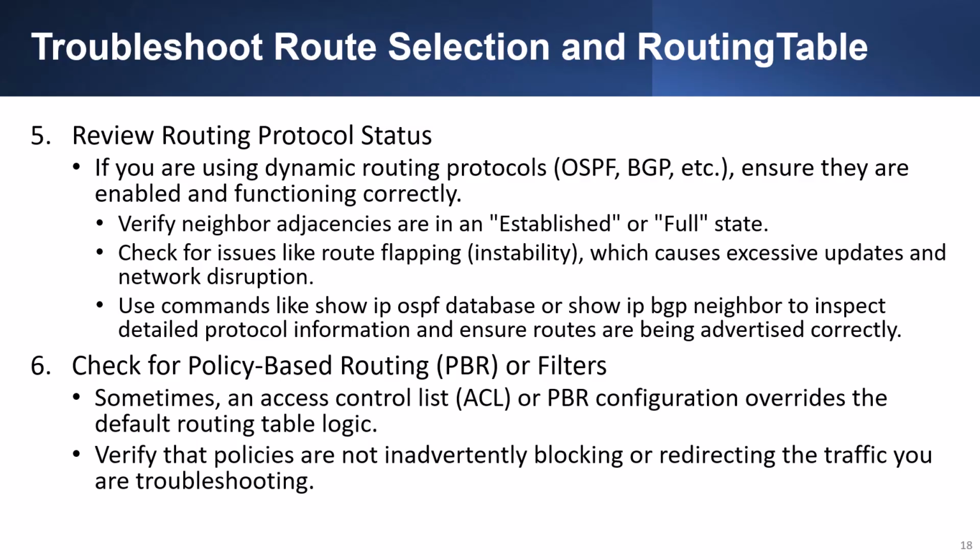Use commands like show IP OSPF database or show IP BGP neighbor to inspect detailed protocol information and ensure routes are being advertised correctly. Check for policy-based routing or filters. Sometimes an access control list or BGP configuration overrides the default routing table logic. Verify that policies are not inadvertently blocking or redirecting the traffic you are troubleshooting.